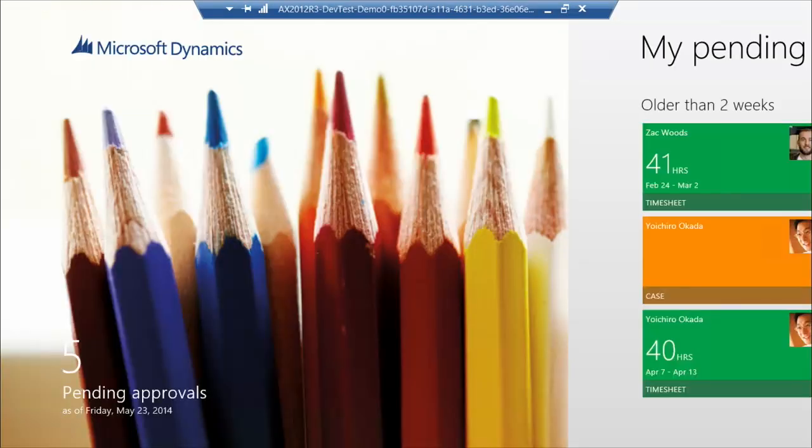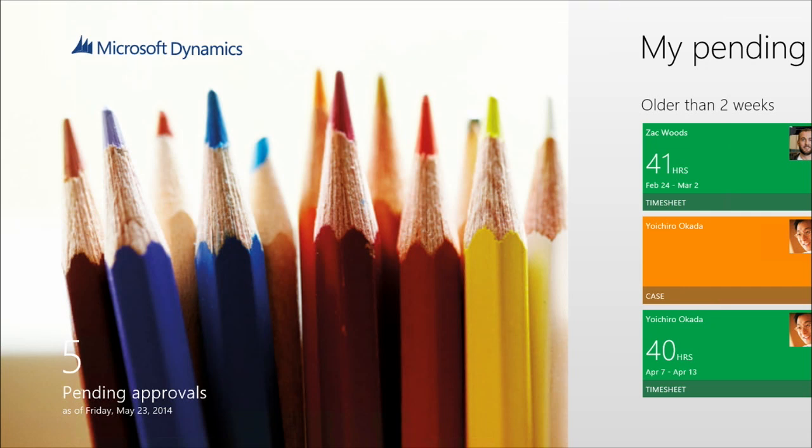So that was a brief overview of the approvals application. We'll now talk briefly about the email approval feature, and then take a look at the architecture and talk about configuration resources that are available.